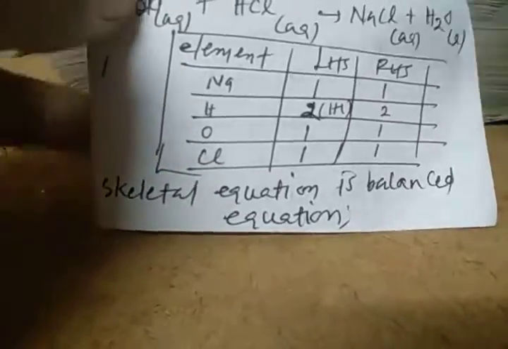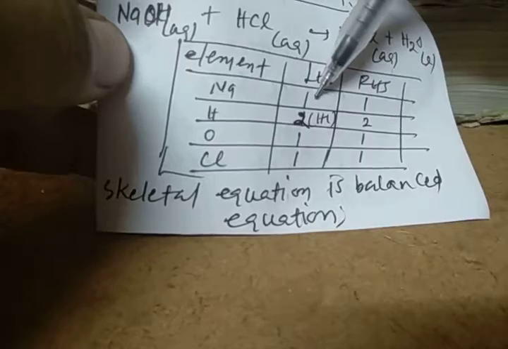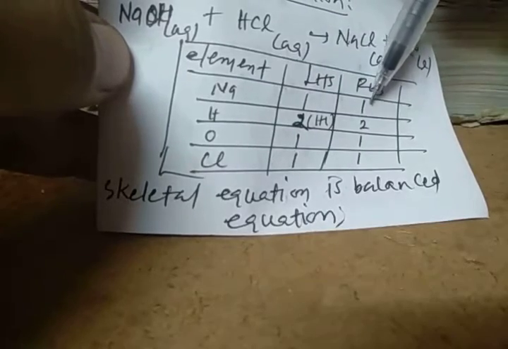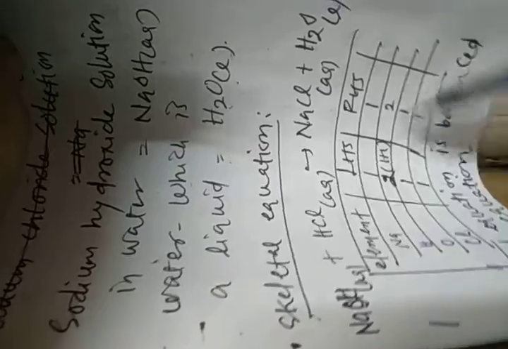We can see here that the number of atoms for all elements are equal. For sodium, LHS has 1 and RHS has 1. For hydrogen, LHS has 2 and RHS has 2. For oxygen, LHS has 1 and RHS has 1. For chlorine, LHS has 1 and RHS has 1.